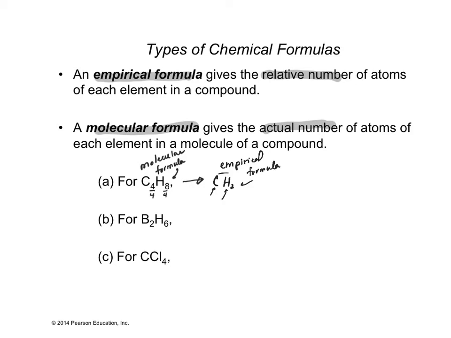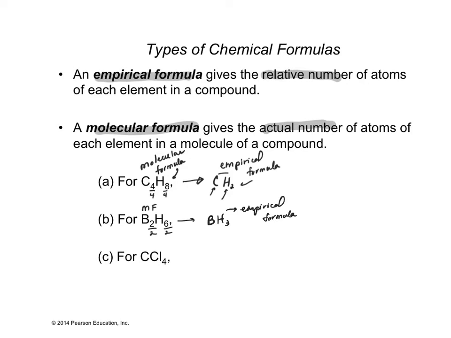So the empirical formula is the reduced version of the molecular formula, if you want to think of it like that, okay? So for example, another one, B₂H₆, this is our molecular formula, right? If we want the empirical formula, again, it's going to be the reduced version of that, right? So both 2 and 6 are divisible by 2. So to get the empirical formula, I would divide by the least common multiple, or whatever it's called in math. And that gives me BH₃. This is the empirical formula for this compound.